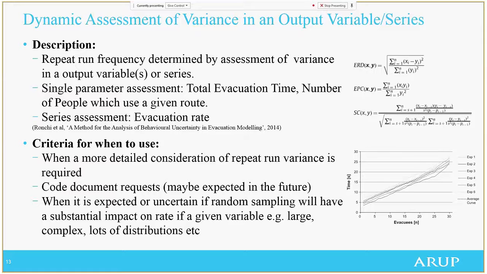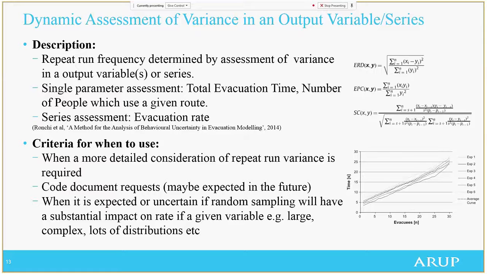In terms of when I might use this method, we may use this when a more detailed consideration of repeat run variance is required. There may be a code document which requires you to do this method. I'm not aware of any which do actually ask at the moment, but I may expect this to happen perhaps in the next few years or so.